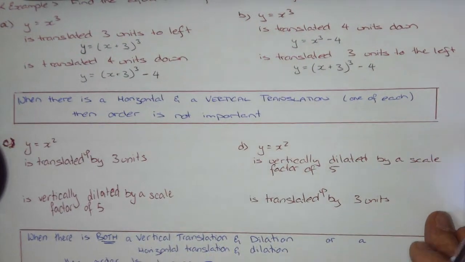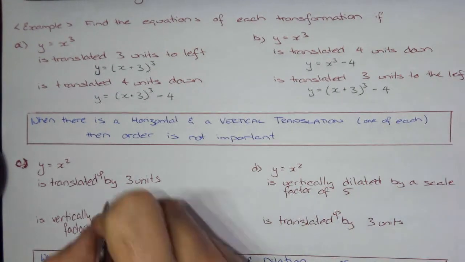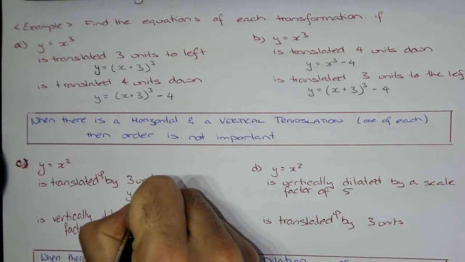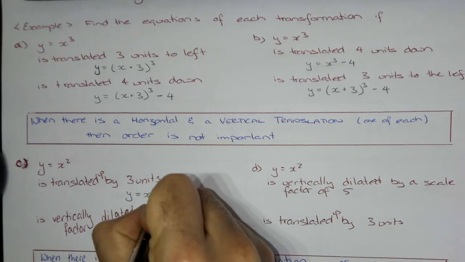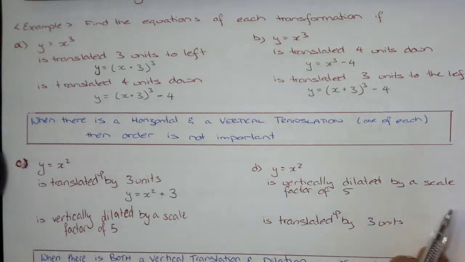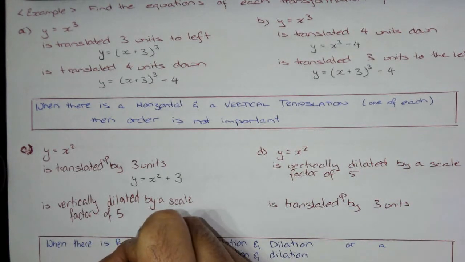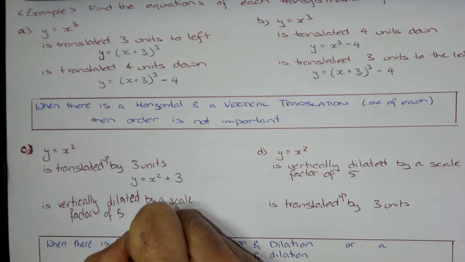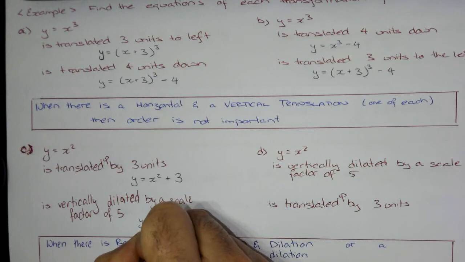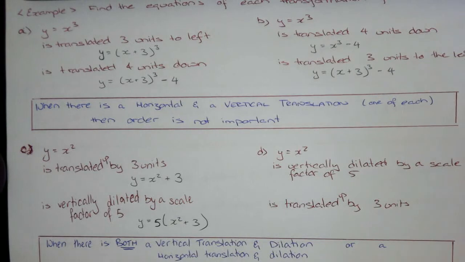Example 2. Let's say we get y = x squared. If we translate it up by 3 units, we get y = x squared plus 3. If I then have a vertical dilation by a scale factor of 5, I'm going to get y = 5 lots of (x squared plus 3), so that all the y values have a scale factor of 5.